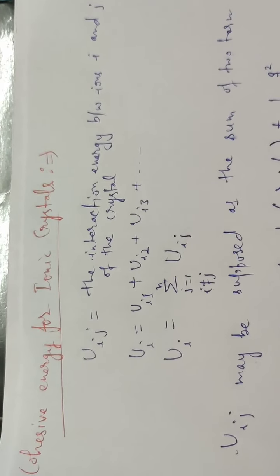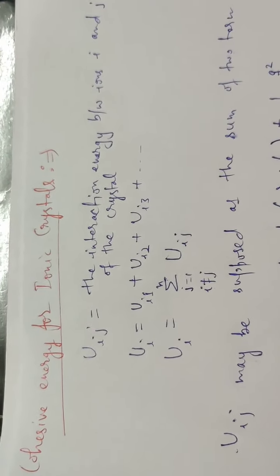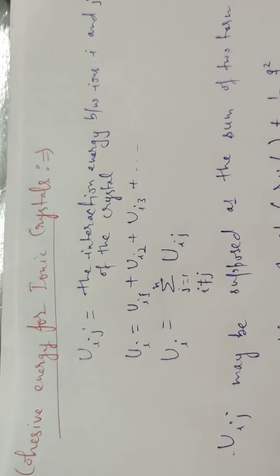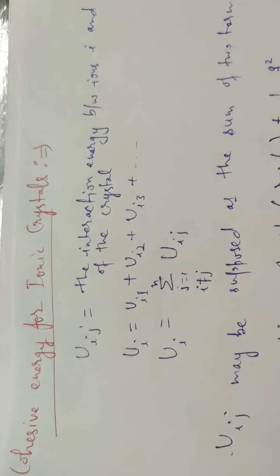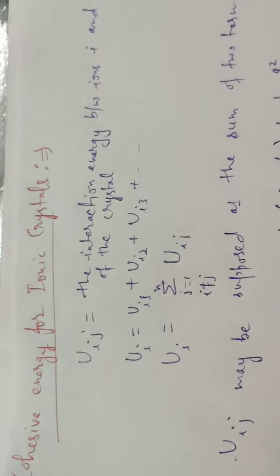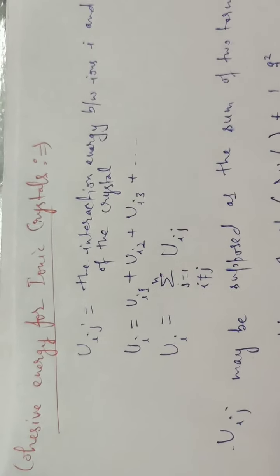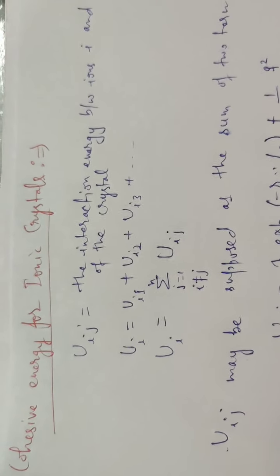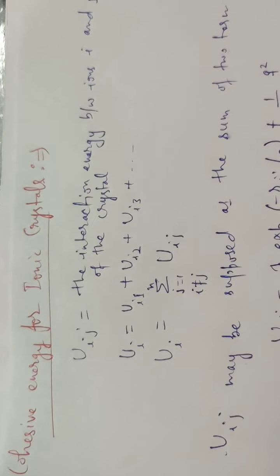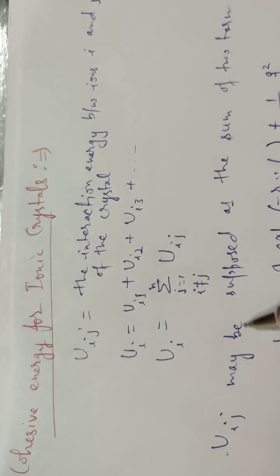Since in diatomic molecules, the interaction is between two ions, but in ionic crystals, each ion interacts with all other ions which are present in the crystal. And this cohesive energy is expressed in electron volt per atom or molecule. So now let us calculate the cohesive energy of an ionic crystal.